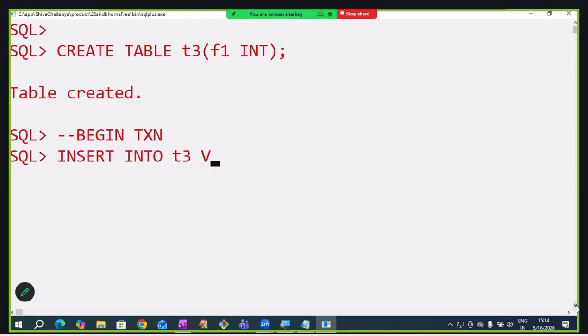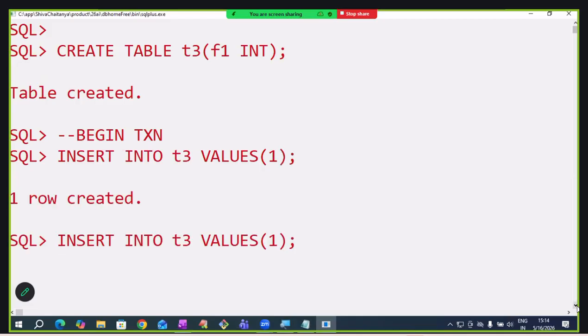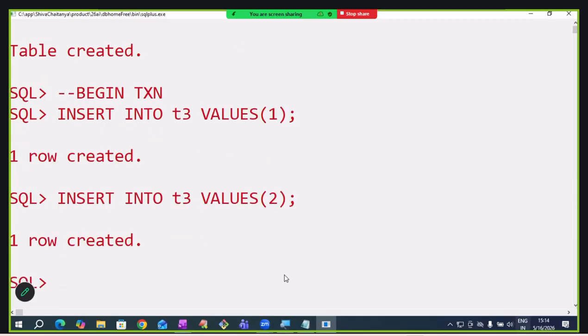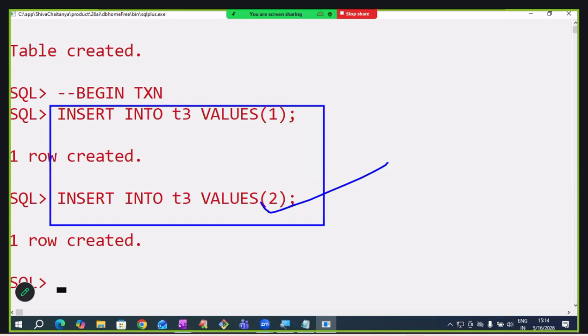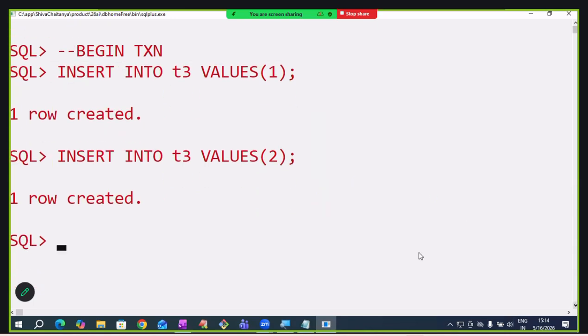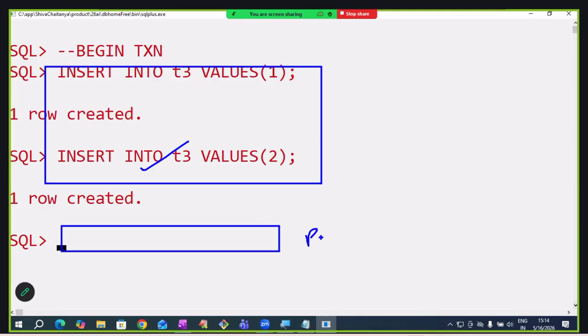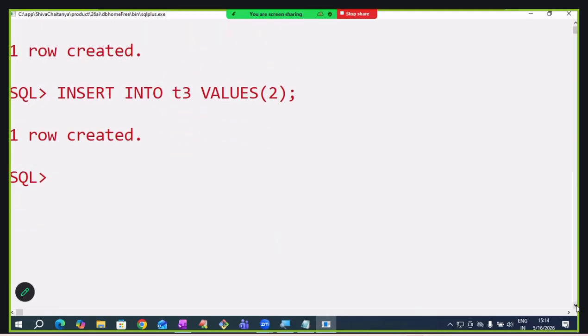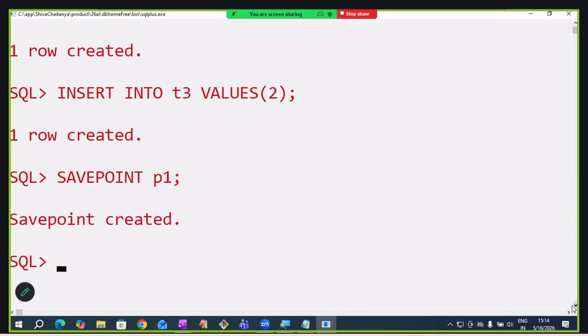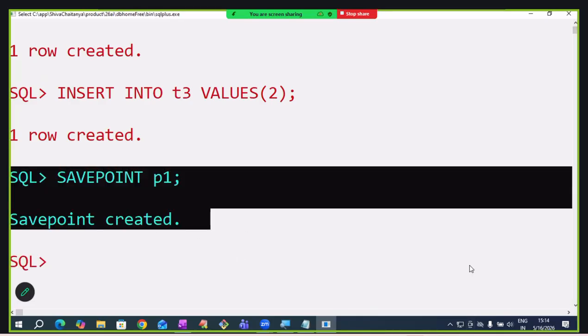Insert into T3 values 1. One row created. Another row I'm inserting. Now I'm feeling up to here my actions are okay. My transaction is not over, but up to here my actions are okay. I want to set one save point here, P1. So write like this: savepoint P1. P1 save point created. This location name is P1 now. Save point created. Observe, sir.